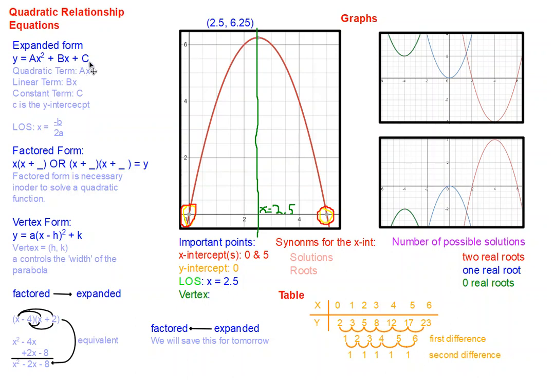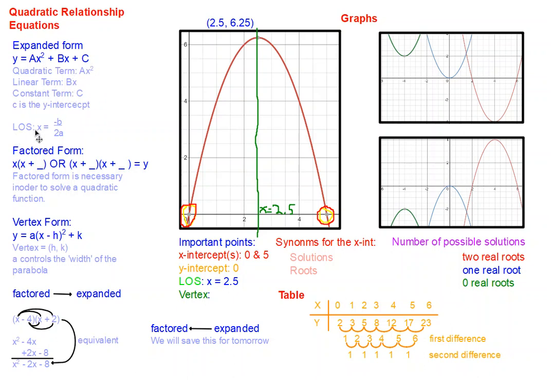The constant term, the c value, is exactly what it sounds like. It's a constant, it does not change. And that constant value happens to also be the y-intercept. Probably misspelled, but whatever.